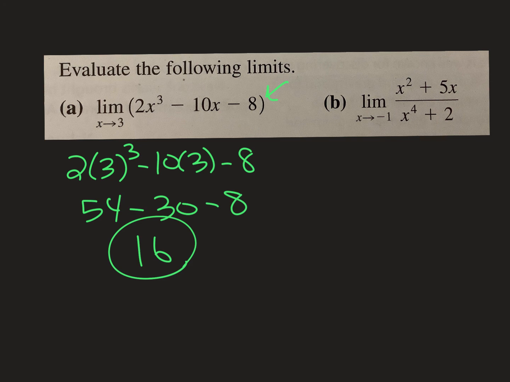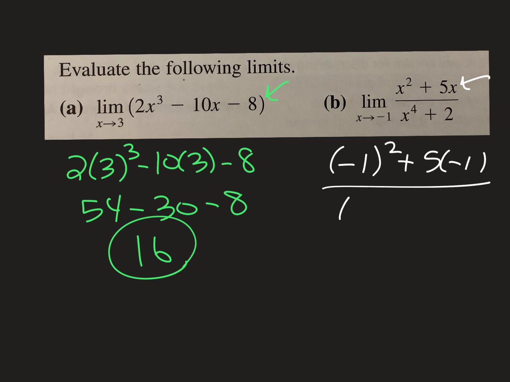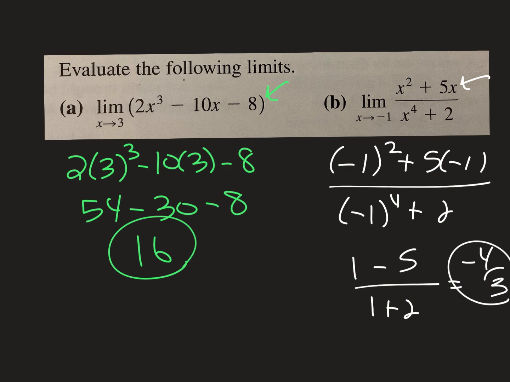The second one, if you look at this one, it's rational. It's a fraction. Okay, so because it's rational and a fraction, you can use direct substitution. You can take the -1 and substitute it for your x's. Okay, I get -1 to the 4th down here plus 2. So my numerator is going to be 1 minus 5. My denominator is going to be 1 plus 2. That looks like I'm going to get -4/3. And there's your limit as x approaches -1 of that function. Again, you can use direct substitution when you have a polynomial or a fraction.